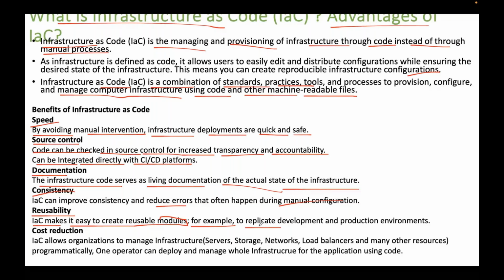Why? Because the production environment is going to be used by the end users. But the development environment is going to be used by the dev team. The QA environment is going to be used by the QA team. But production, end users. Clear. So we can reuse the code, and we can automate that manual process.